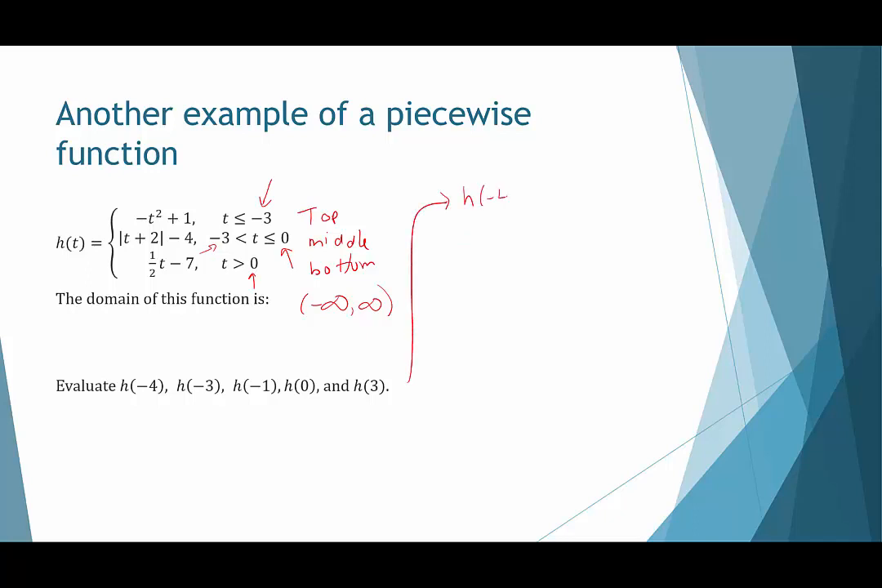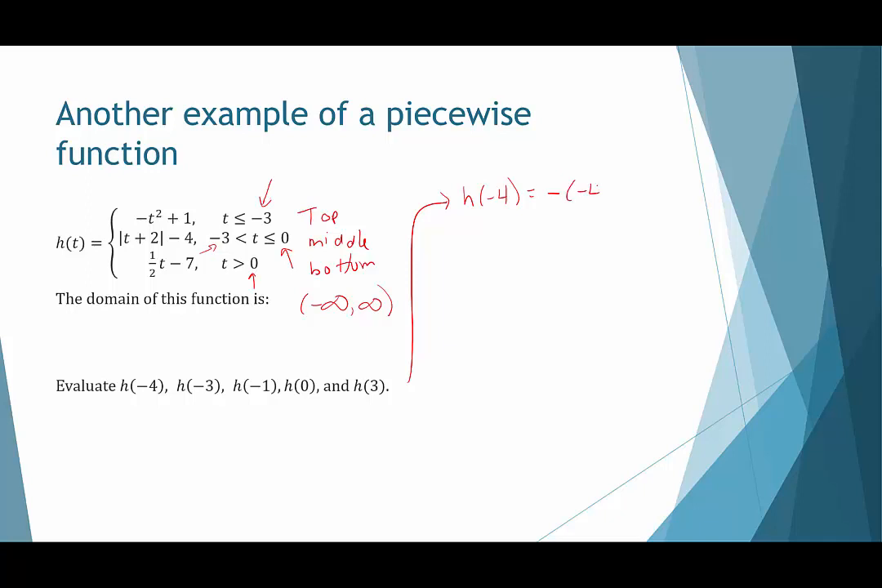H of -4. Okay, where does -4 make sense? The top, the middle, or the bottom? So is -4 less than or equal to -3? The answer is yes, so we can stop there. We know that -4 belongs to the top piece and only the top piece. We're going to plug it in.